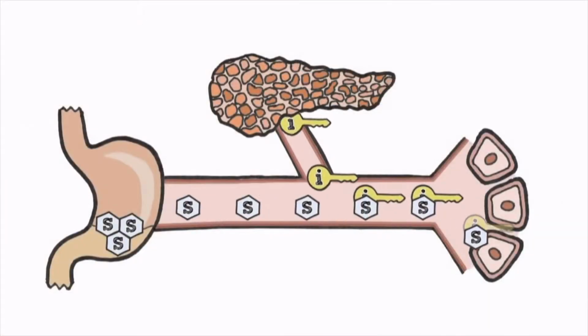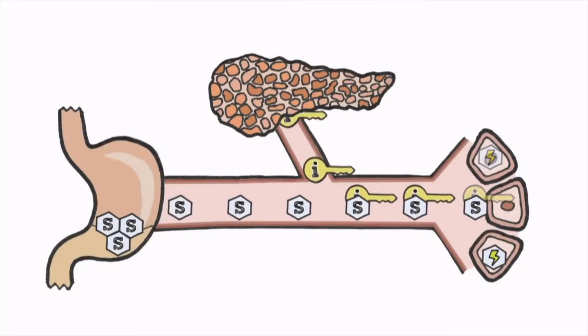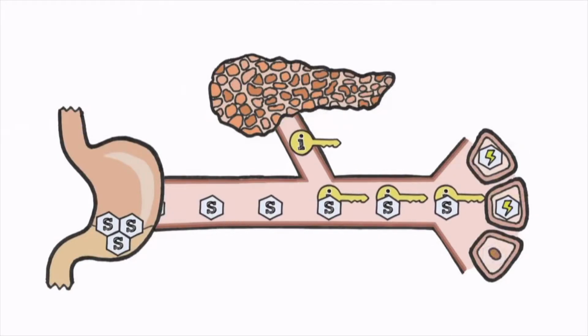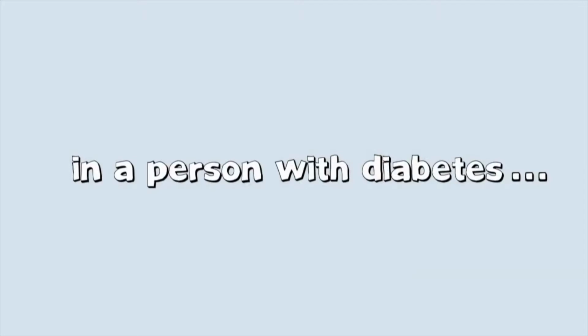When this process is functioning properly, sugar entering the bloodstream from the stomach is able to exit the bloodstream at the muscle and fat cells. In this manner, the body is able to regulate the concentration of sugar in the bloodstream. Now let's see what happens in a person with diabetes.